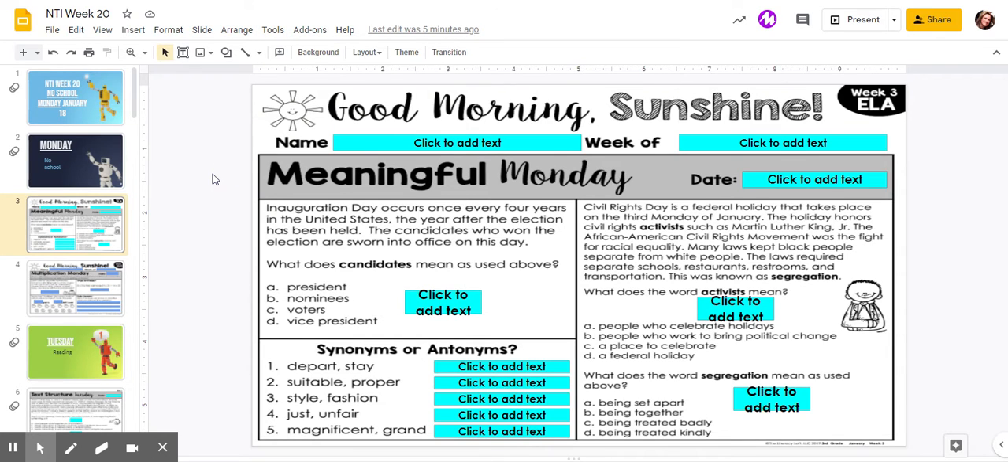After you've done those, you have synonyms or antonyms. Look at the two words, decide if they are the same or if they are opposites. If they are the same or nearly the same, they are synonyms. And if they are opposites, they are antonyms.